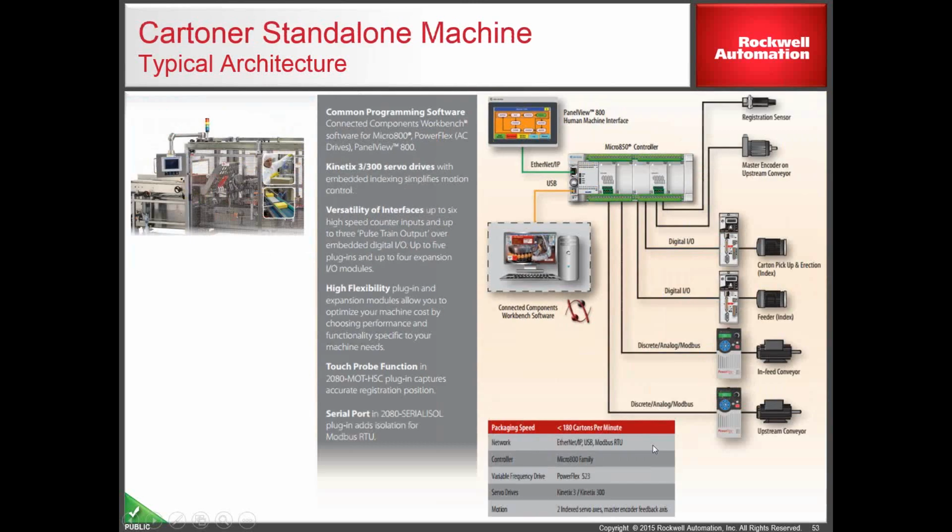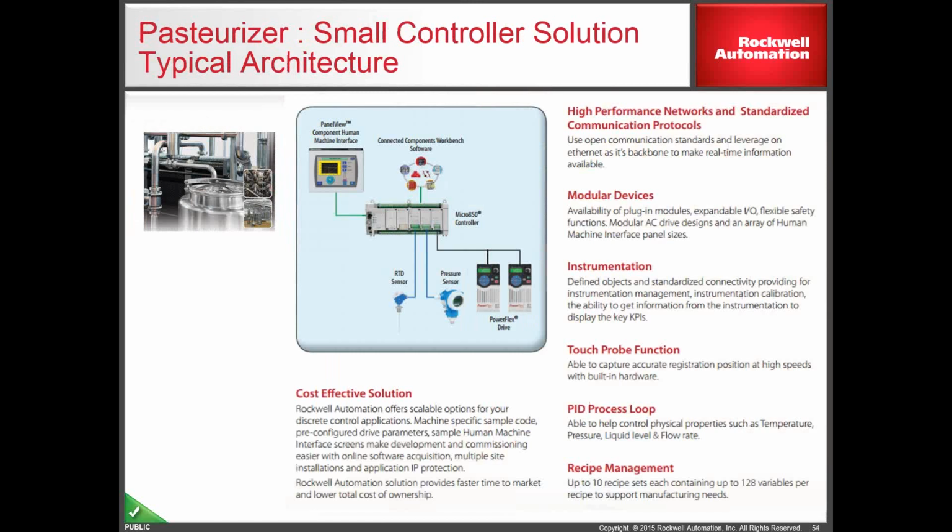This is again a typical application of a cartoner. So it shows you a typical architecture of PanelView, Micro 800 controller, and then Kinetix 3 motion drive. And this is showing you the typical architecture for a pasteurizer in a process skid application, which has some field instruments to be connected. So it has an RTD sensor and a pressure sensor, and then it has PowerFlex drives. There is no motion requirement.